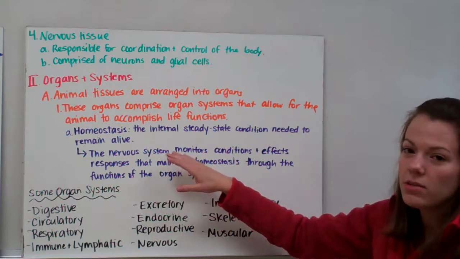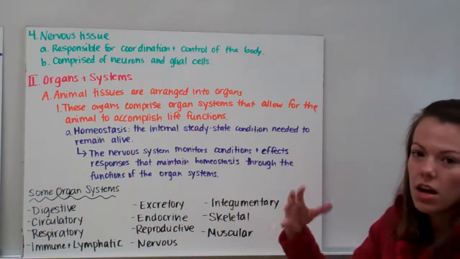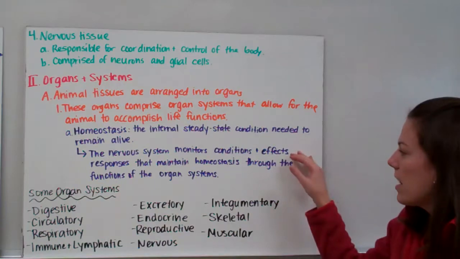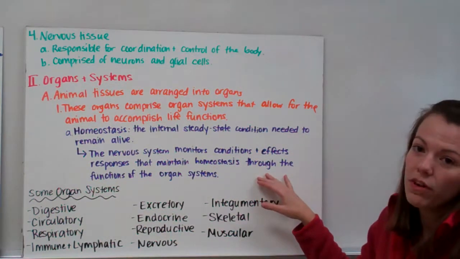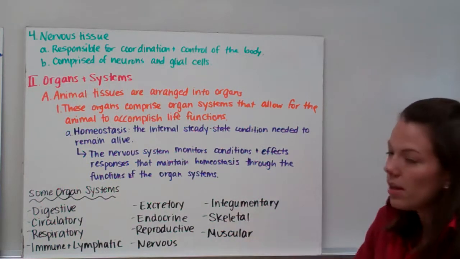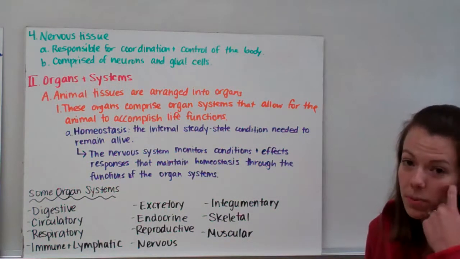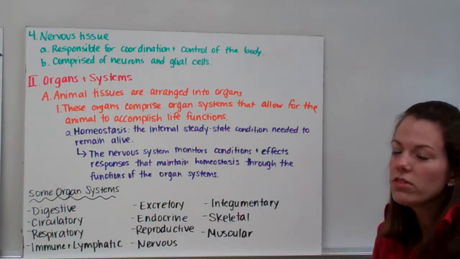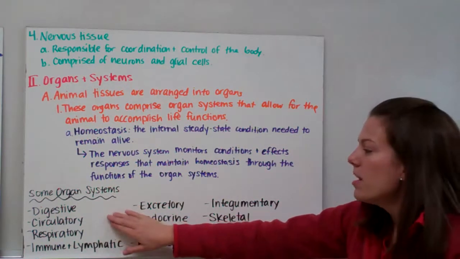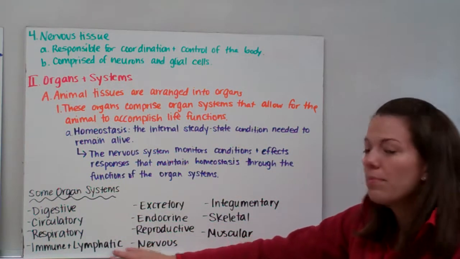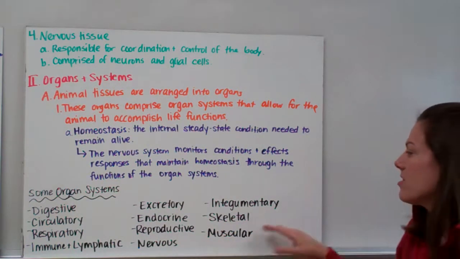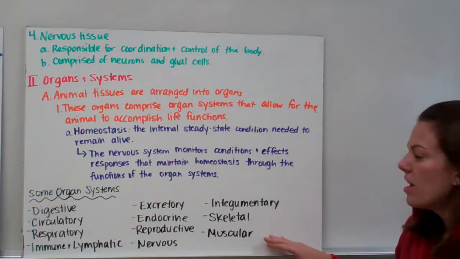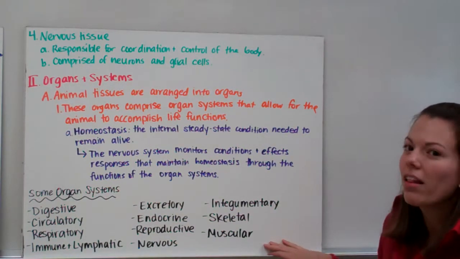The nervous system is what monitors the conditions outside the body and inside the body, and it affects responses that maintain the homeostasis through the function of the organ systems. Now here's some examples of organ systems. We'll be studying these in our next couple of videos. We have our digestive system, circulatory, respiratory, immune and lymphatic, excretory, endocrine, reproductive, nervous, integumentary, skeletal, and our muscular system. So we've got a lot of them.